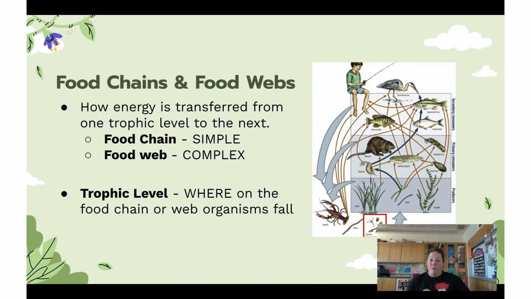And this is probably a review for you. A food web is much more complex. It's going to tie in all of the organisms that eat in that ecosystem and how they rely on each other, again, tying that interdependence in. When we talk about food chains and food webs, we're going to refer to something called the trophic level, which is where on the food chain an organism falls.